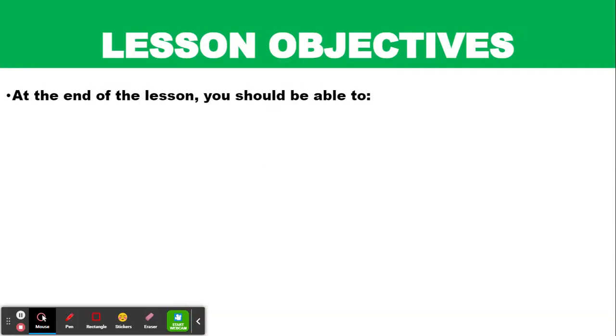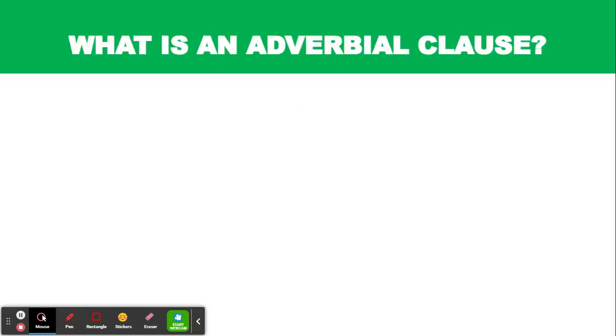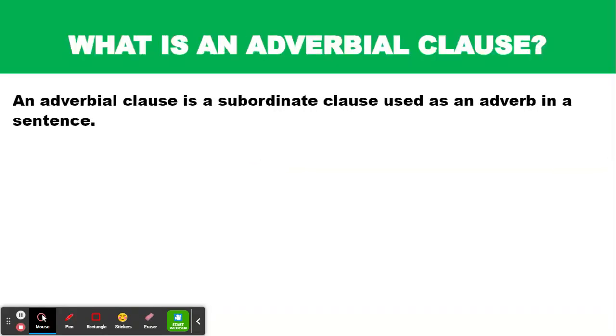At the end of the lesson, you should be able to do the following. 1. Define adverbial clause. 2. Mention types of adverbial clauses. 3. Give examples of how to use them. Let's begin with the first item. What is an adverbial clause? An adverbial clause is a subordinate clause used as an adverb in a sentence.